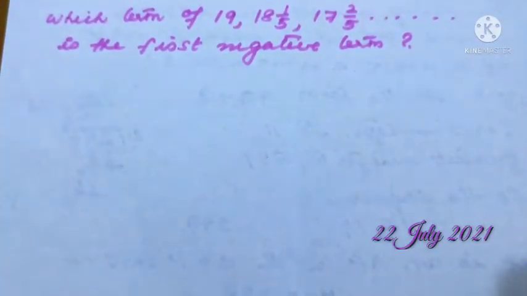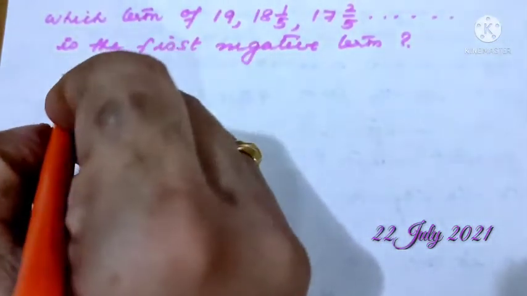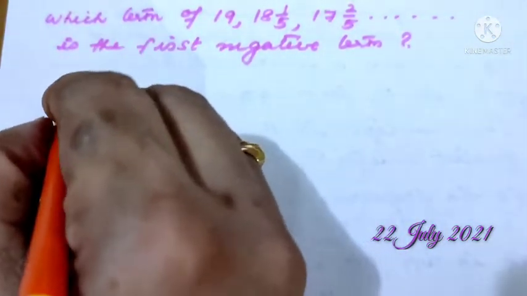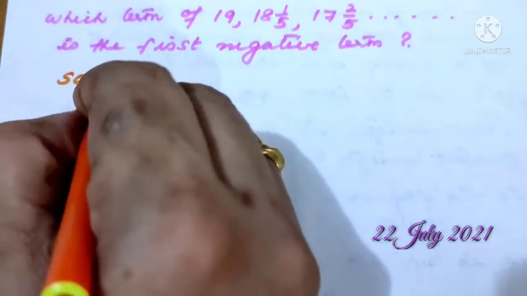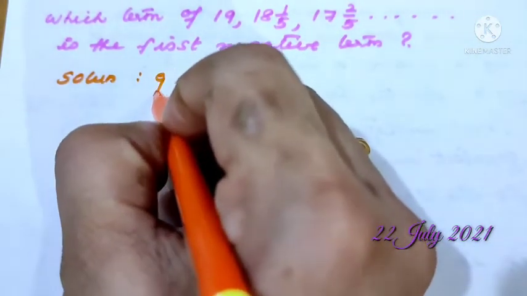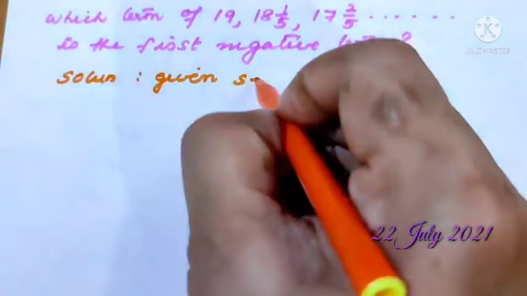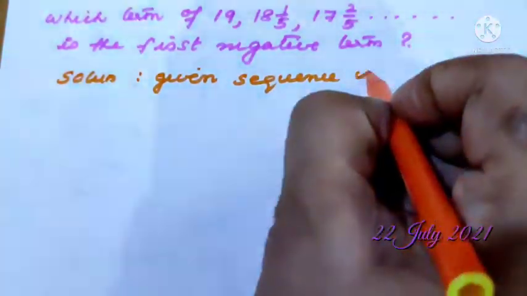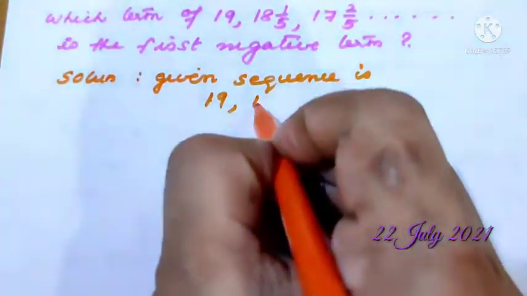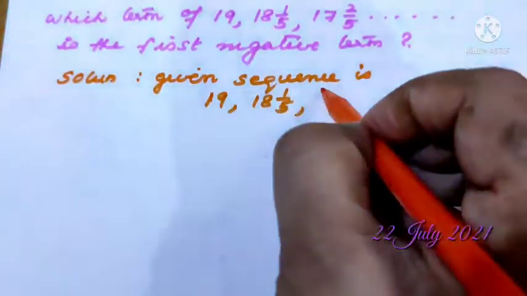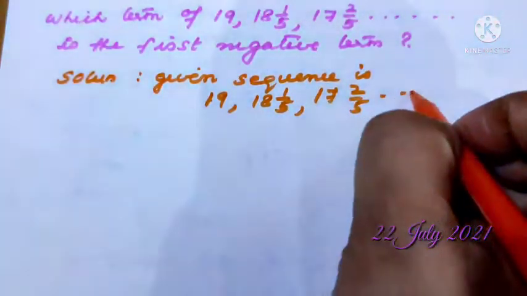Which term of the AP 19, 18 integer 1 by 5, 17 integer 2 by 5, etc. is the first negative term? First of all, it is not given that it is an AP, so we should prove that it is an AP. So we should take down the given sequence: 19, 18 integer 1 by 5, 17 integer 2 by 5, etc.